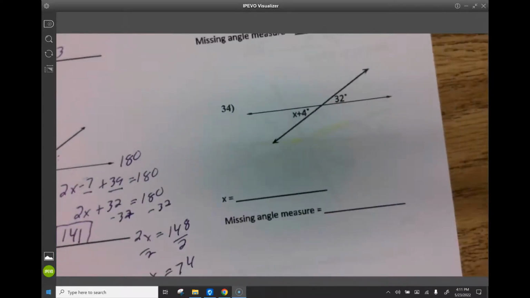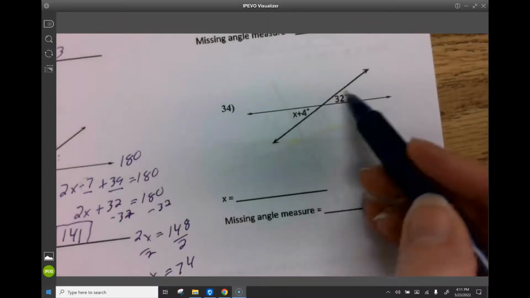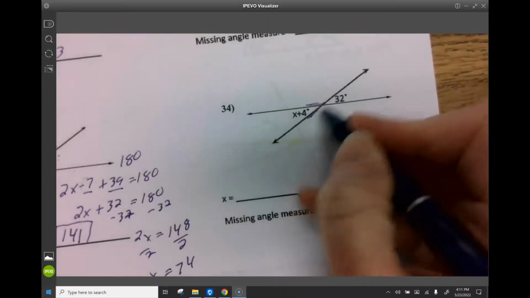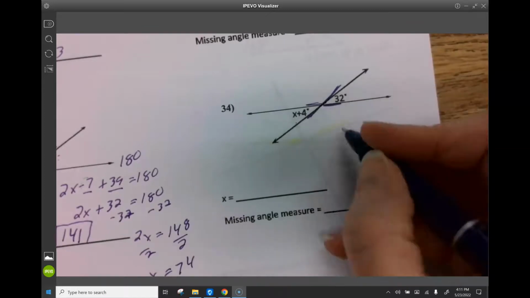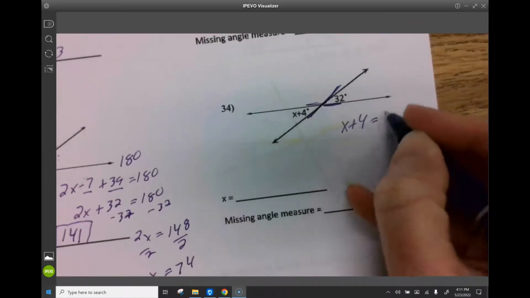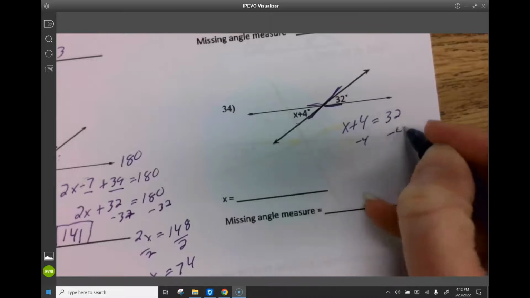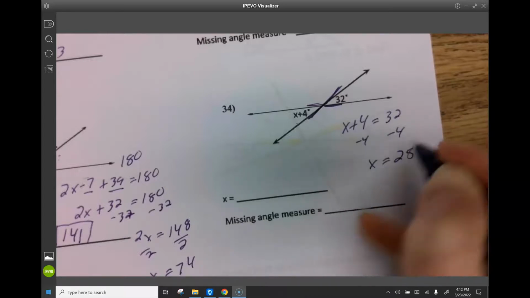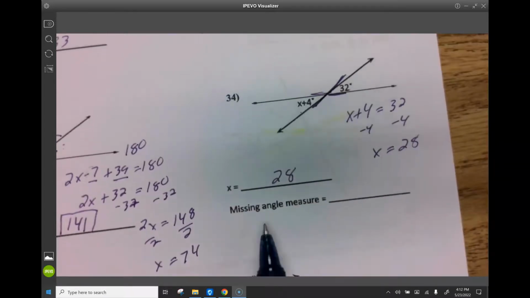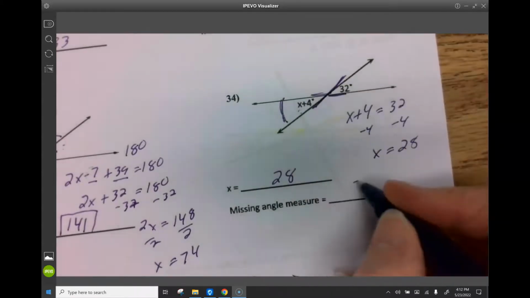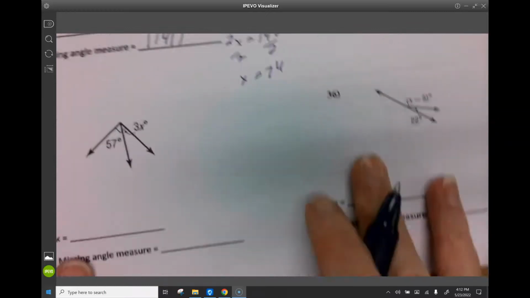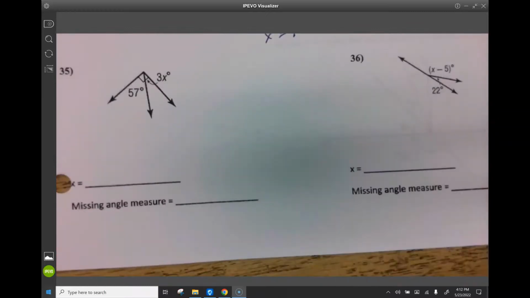Now these, what kind of angles are these on 34? What kind of angles are they? Hopefully you said these are vertical angles. These are vertical angles. What do I know about vertical angles? That's right, they're equal. So I just set them equal. And then I solve this equation. So x is equal to 28. Now look at this missing angle. Hello, it's this one right here. They're vertical angles, so it's 32. And again, you're always welcome to pause, rewind, whatever you need to.